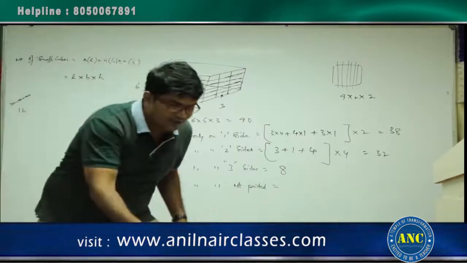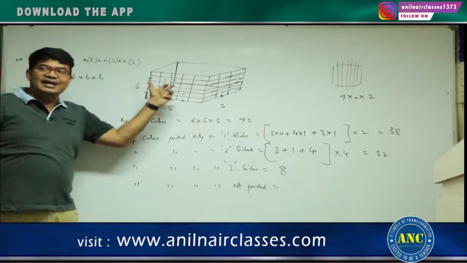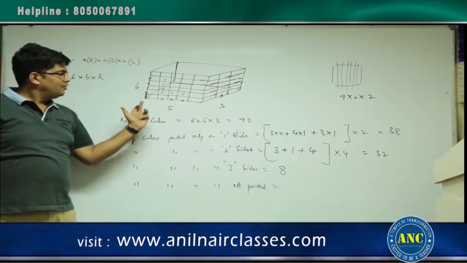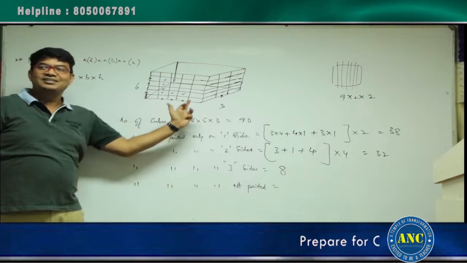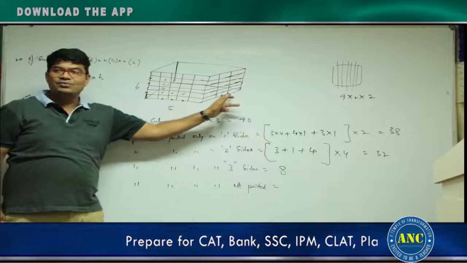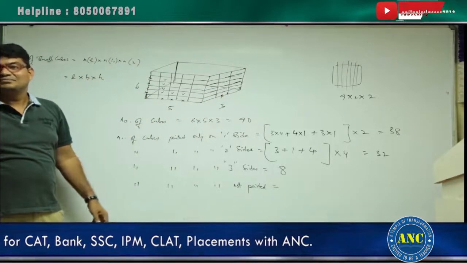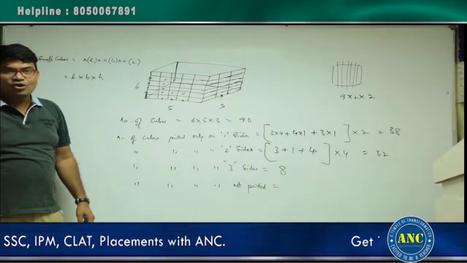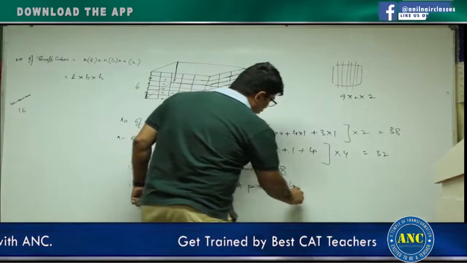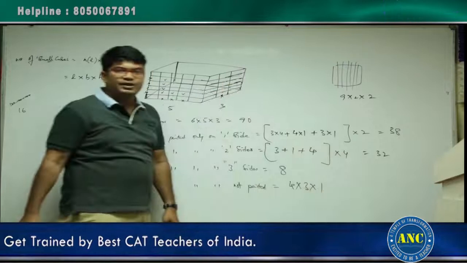So imagine if your height is 6, the ones that are inside, the height will be how much? 4. Breadth will be how much? 3. Length will be 3. What about breadth? 1. 1 into 3 into 4, 12. Why are we taking so much time? It has to be 4 into 3 into 1.